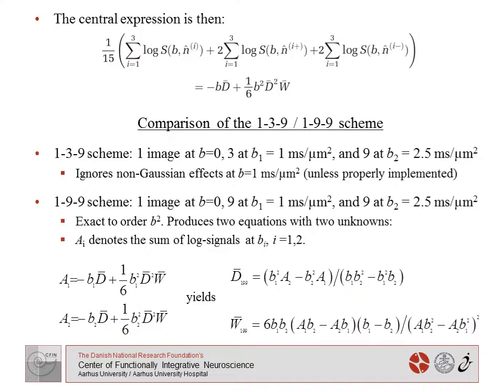And this allows us to form the equation on top of this slide for both b values, b1 and b2, so that essentially produces 2 equations with 2 unknowns, the mean diffusivity D bar and the mean kurtosis W bar. And then we can isolate for these 2 parameters, and we get closed form expressions for both mean diffusivity and mean kurtosis in a framework that's exact to order b squared.